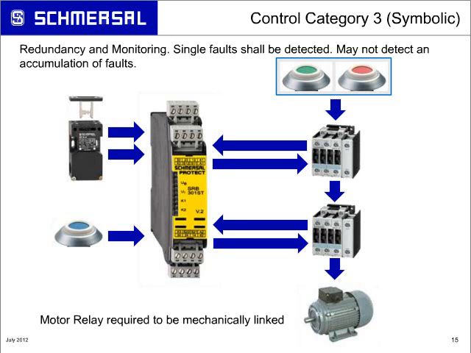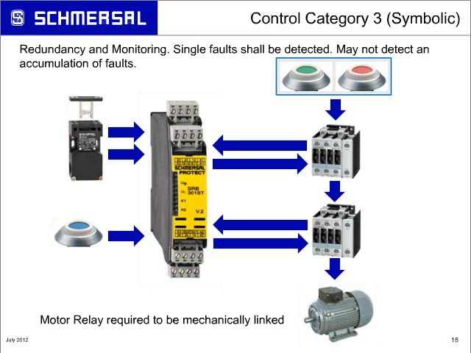So the higher the need, when you look at the decision tree for control categories or performance levels, the higher the severity, a higher frequency of exposure, a higher possibility of avoiding it, you get to those higher safety levels that there's more happening behind the scenes.